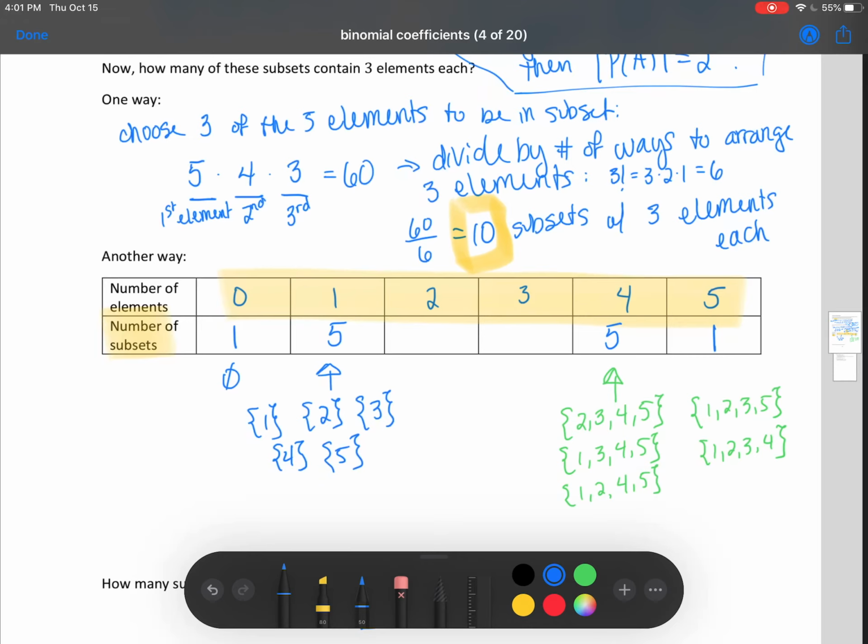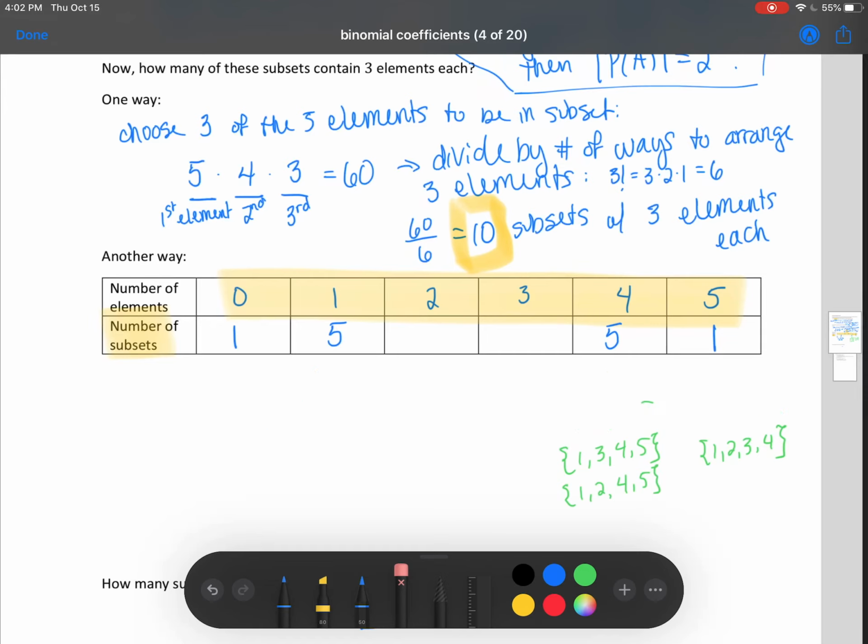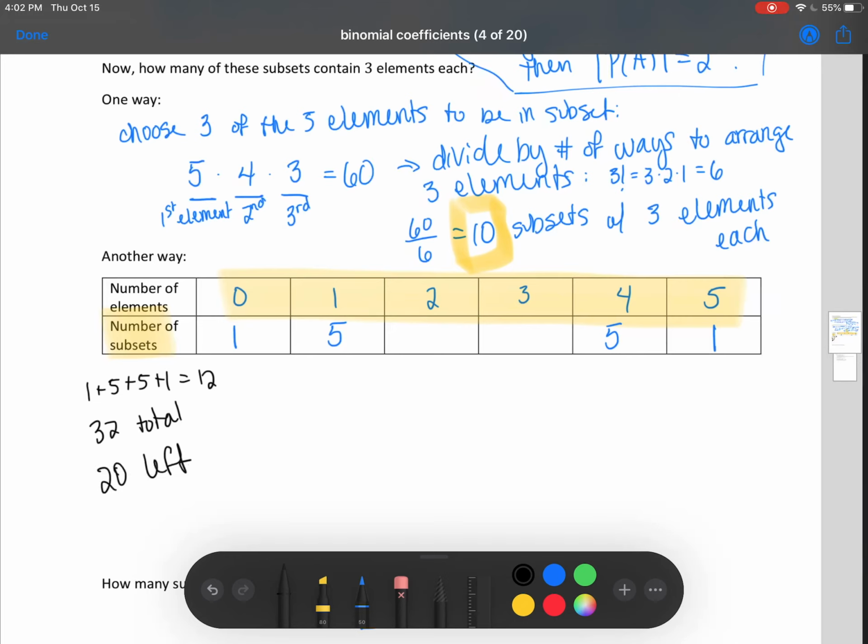All right, so we have 1 set with 0 elements, 1 set with 5 elements, 5 sets with 1 element each, and 5 sets with 4 elements each. So how many subsets do we have total? How many have we counted so far? Well, let's see. We've counted 1, 5, 5, and 1, that makes 12. And we know that there was 32 total. So if we subtract those, we have 20 left. So there's 20 subsets, and those have to fit into one of those categories, right? They either have 2 elements each, or they have 3 elements each.